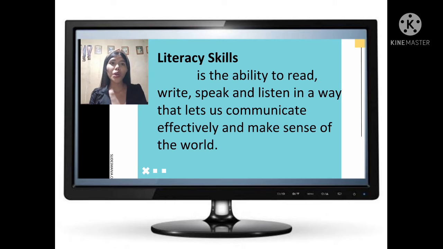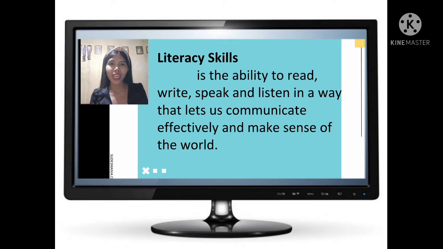Now first, we will know what literacy skills are. When we say literacy skills, it is the ability to read, write, speak, and listen in a way that lets us communicate effectively and make sense of the world. So it is the ability of a person to read a certain text, article, a story, and many more. An ability to write a sentence, a paragraph, to write a story, etc.